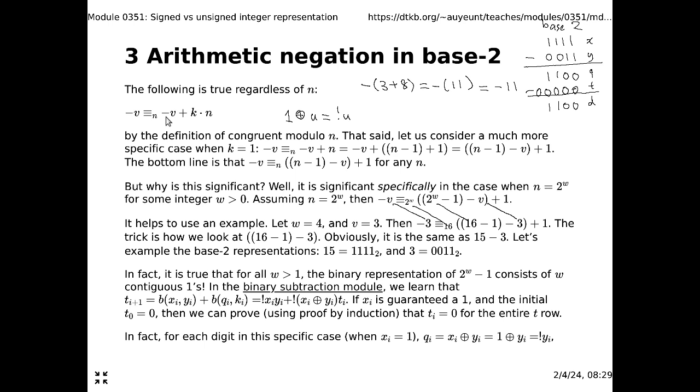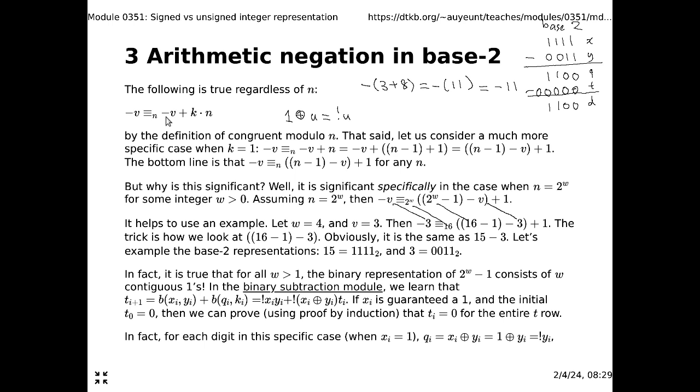To understand the significance of this, let's use an example. Let's consider W to be 4, which means our N is 16. So all those wheels that we have been drawing all along are going to be applicable here. And we're going to consider V to be 3. So we want to see what negative 3, or the negation of 3, is going to look like. That's the whole point of this operation: how is the negation of 3 represented? That's the whole point of this entire discussion.